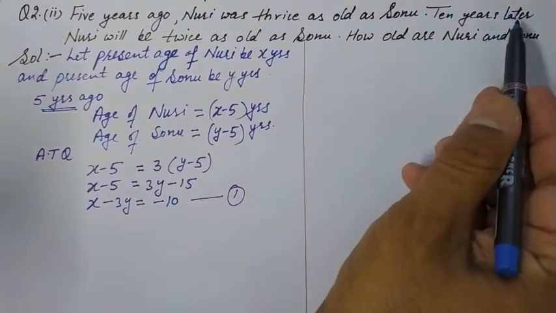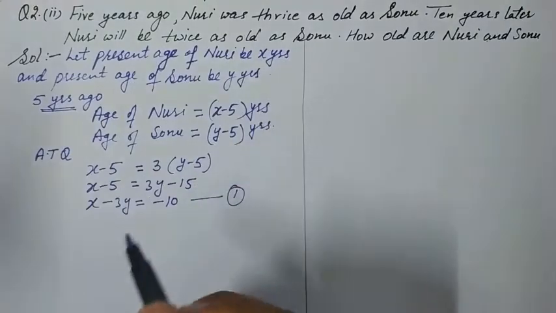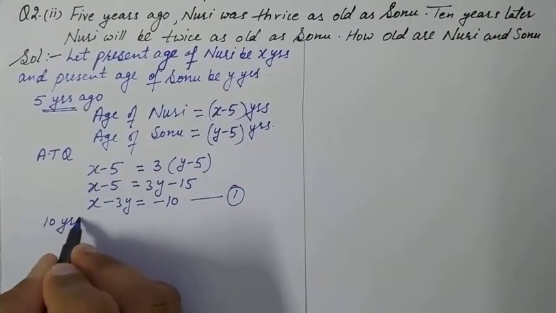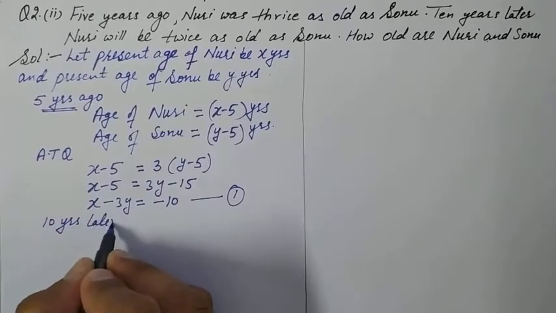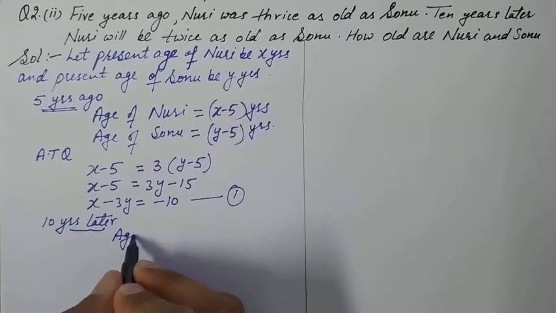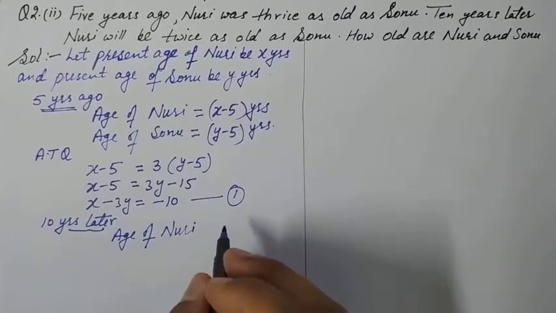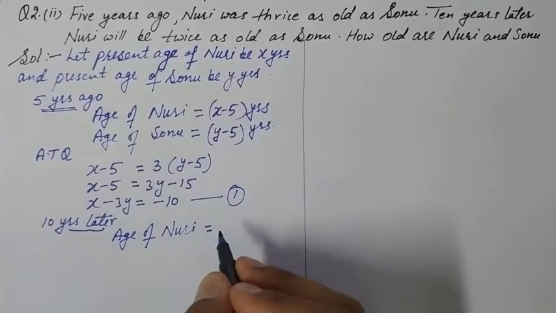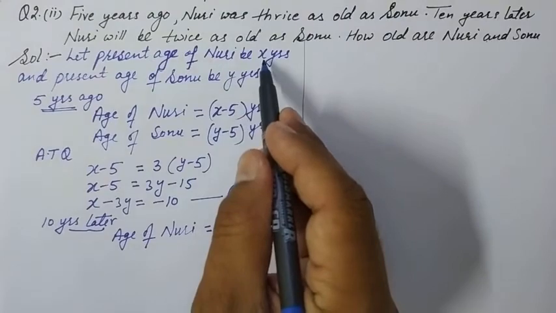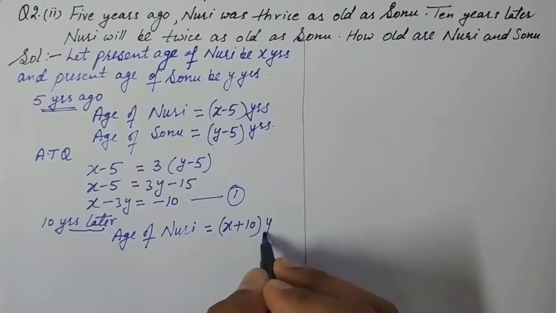10 years later, Noori will be twice as old as Sonu. So for 10 years later, we'll write the heading here: 10 years later. Later means after. After 10 years, let's see what their ages will be. The present age of Noori is x, so after 10 years the age will be x plus 10 years.